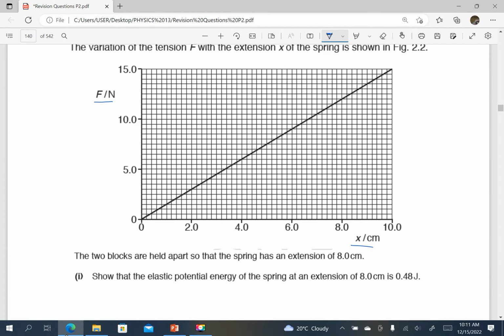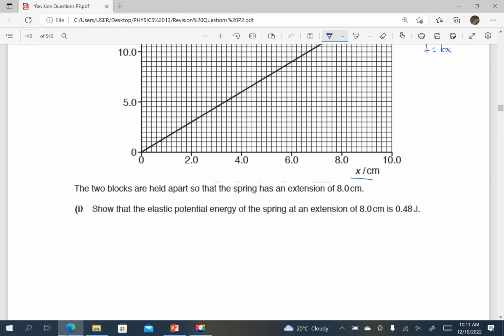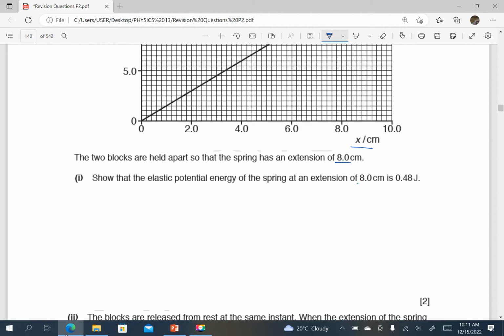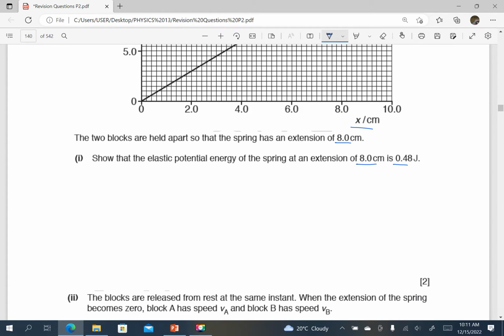Of course, Hooke's law should be coming into your mind. That is, force is equal to K times X. The two blocks are held apart so that the spring has an extension of 8 centimeters. Show that the elastic potential energy of the spring at an extension of 8 centimeters is 0.48. So this is now Hooke's law. This would be basically in a unit called deformation of solids, but of course we shall still answer it here because it involved the momentum.